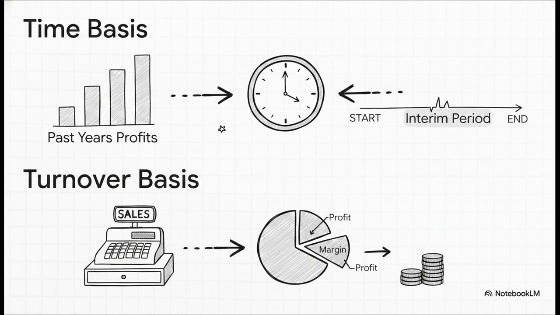So accountants estimate this interim profit using one of two methods outlined in the chapter. The time basis analyzes average profits from past years and prorates it for the months the partner was alive this year. Alternatively, the turnover basis looks at the actual sales figures generated up to the date of death and applies the firm's historical profit margin to those specific sales.